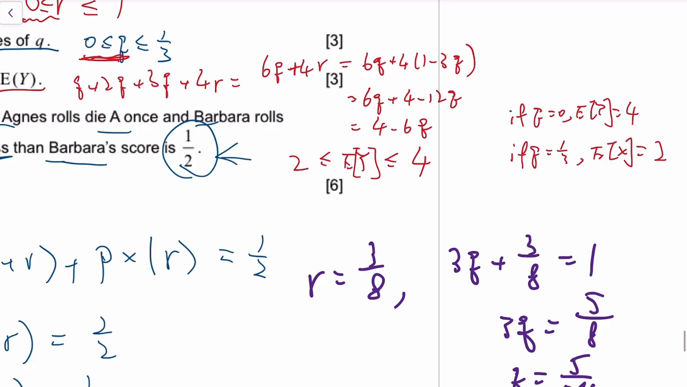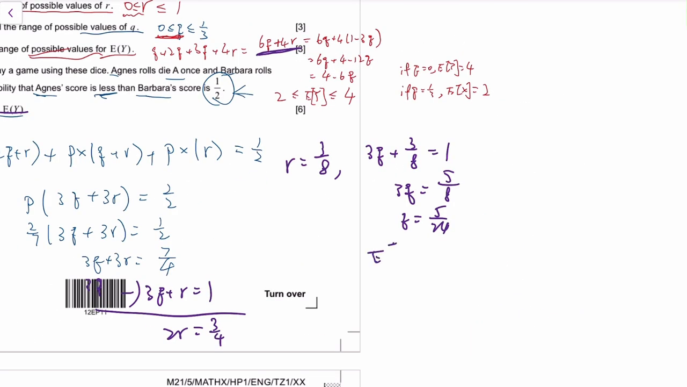Remember the expectation was actually this, before we sub in R to get the range. So the expectation of Y, well, actually we can use this. They're the same, right? So 4 minus 6Q. So that is 4, I believe, 11/4. Okay.